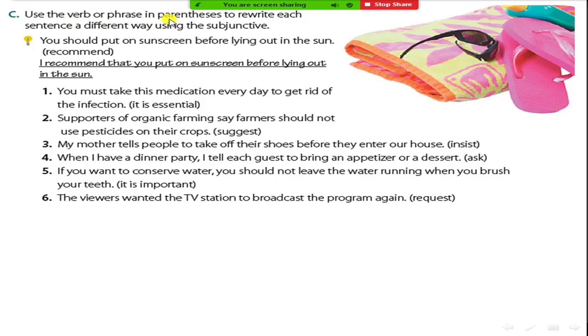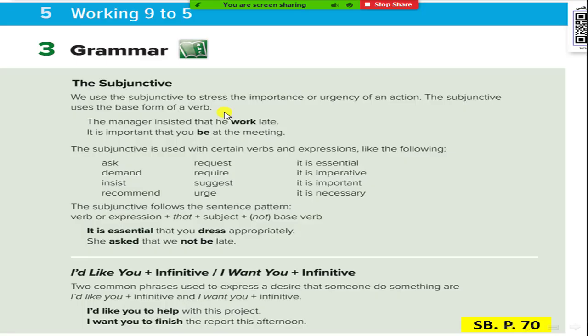Use the verb or phrase in parentheses to rewrite each sentence a different way using the subjunctive. Let's have a look at the subjunctive, then we will answer this. In page 70, we talk about the subjunctive. I told you that the subjunctive follows the sentence pattern: verb or expression, plus that, plus subject, plus the base form, or not and the base form.